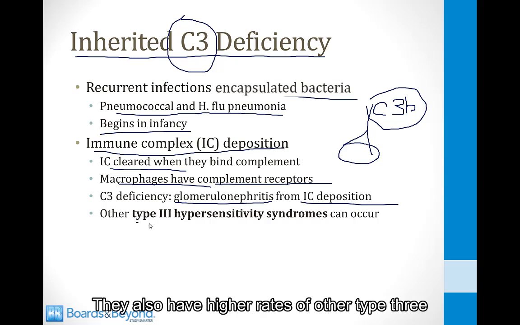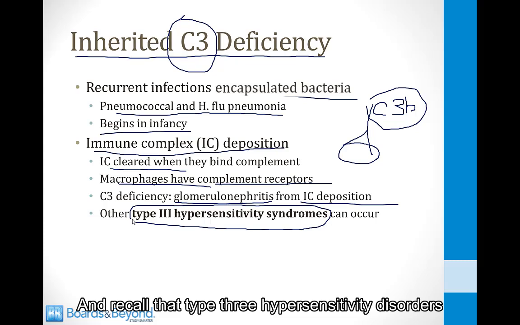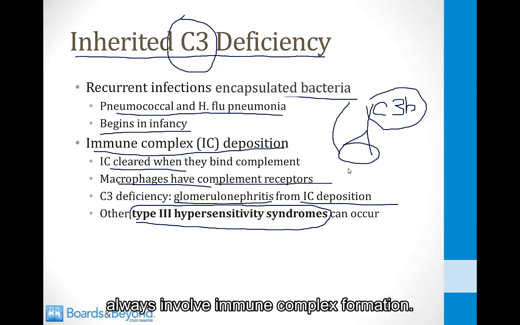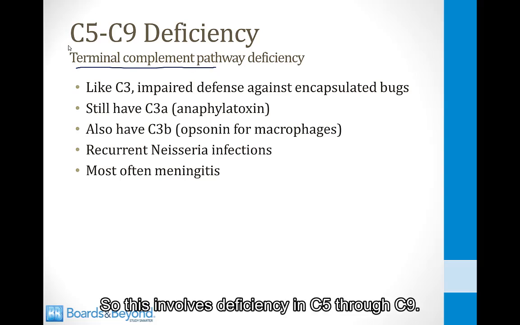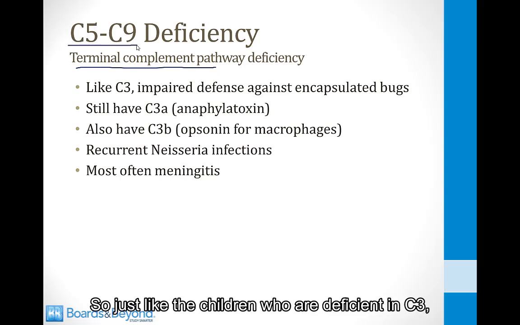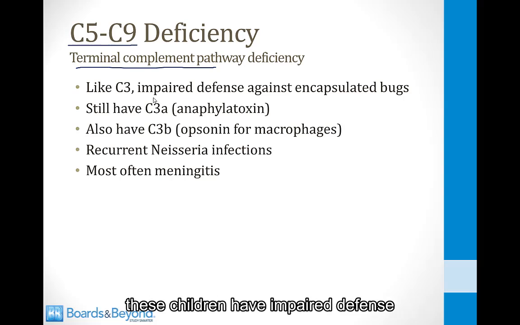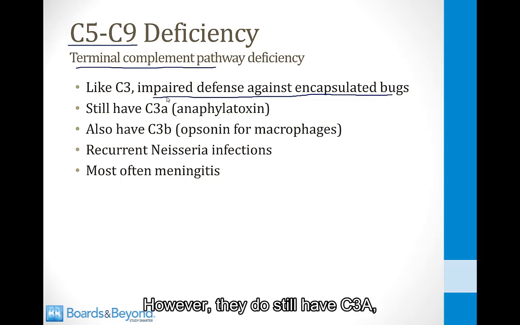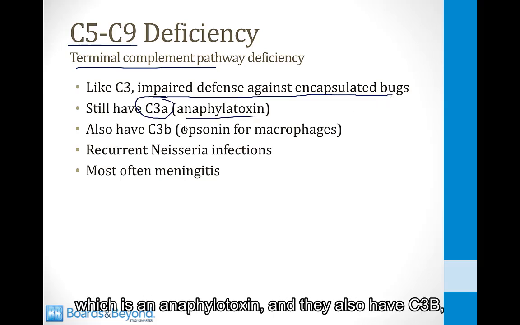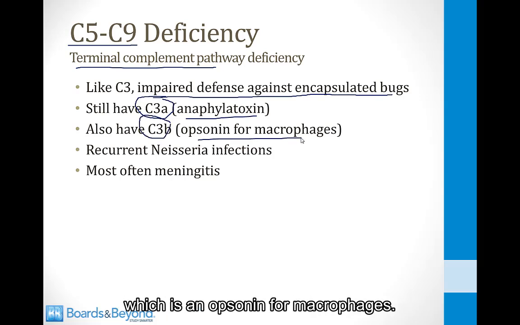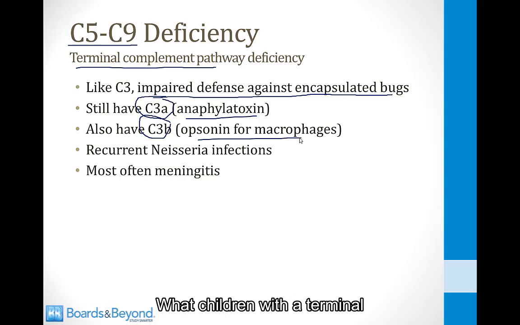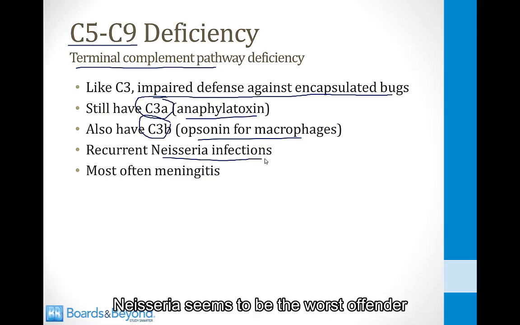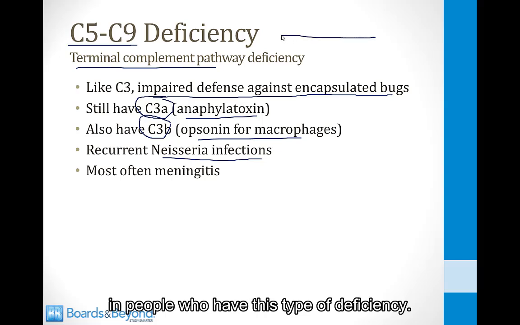They also have higher rates of other type 3 hypersensitivity syndromes, and recall that type 3 hypersensitivity disorders always involve immune complex formation. Another rare set of disorders are those that involve the terminal complement pathway, so this involves deficiency in C5 through C9. So just like the children who are deficient in C3, these children have impaired defense against encapsulated bugs. However, they do still have C3a, which is an anaphylatoxin, and they also have C3b, which is an opsonin for macrophages, so they're not quite as bad off as the children who are C3 deficient. What children with a terminal complement pathway deficiency develop are recurrent Neisseria infections. For reasons that aren't completely understood, Neisseria seems to be the worst offender in people who have this type of deficiency.